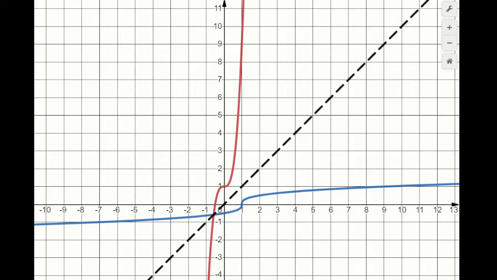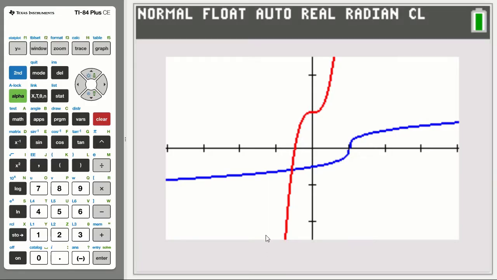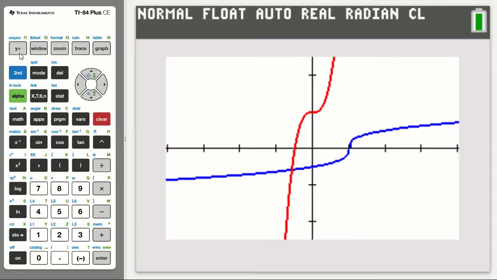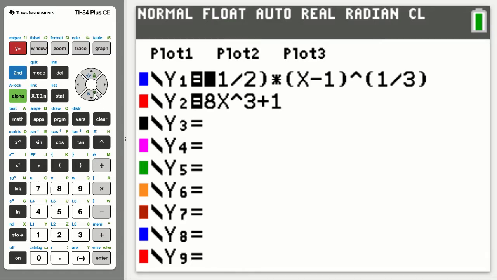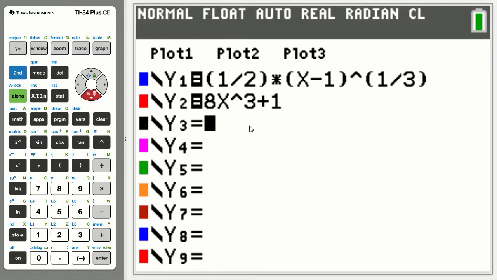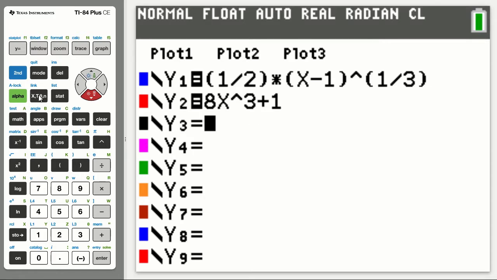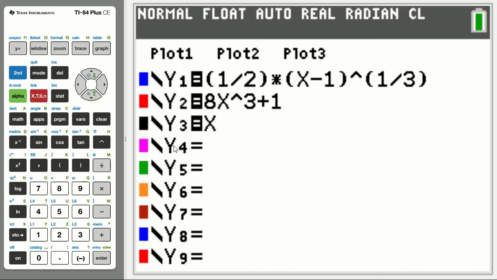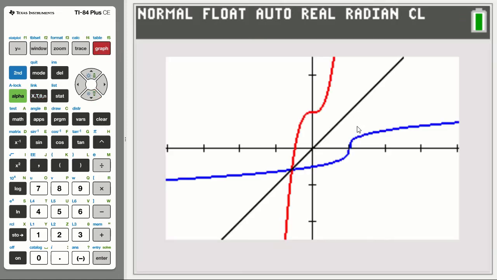We can do a similar thing with the TI calculator. On the TI calculator, we can go back to y equals, and the 45-degree line is famously known as the y equals x equation. Like decimals, I use black color, so this is the right place to put my equation. So y3 equals x. But now let's put it together. All right, so now that's my 45-degree line. It's a graph in the end.